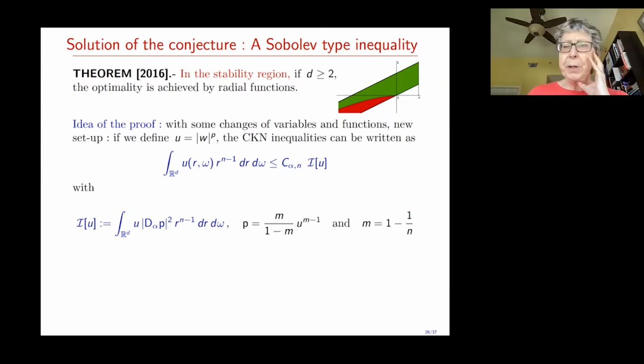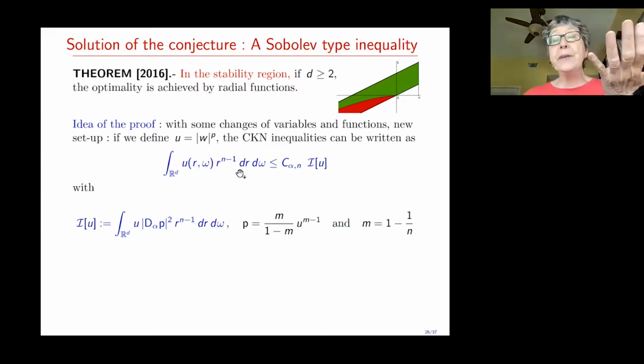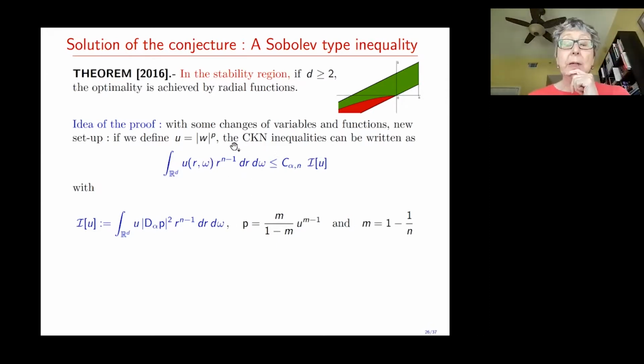And in the end, what we managed to do was the following. We did some changes of variables and functions. I will not write them here. And we managed to write the inequality in another manner. We have the integral of u with respect to some measure. This measure is in polar coordinates. You see r and the angles. So in polar coordinates, this is the Lebesgue measure in dimension n, but it's strange because we are integrating in dimension d, and this n and this d are not the same.